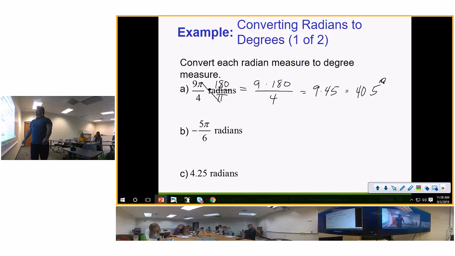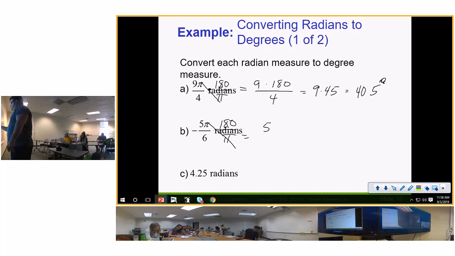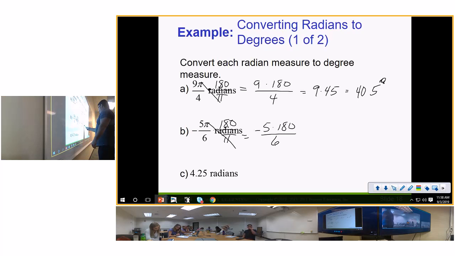Next, multiply by 180 over pi. The pi's cancel. 5 times 180 over 6. How many times will 6 go into 180? Negative 150 degrees.